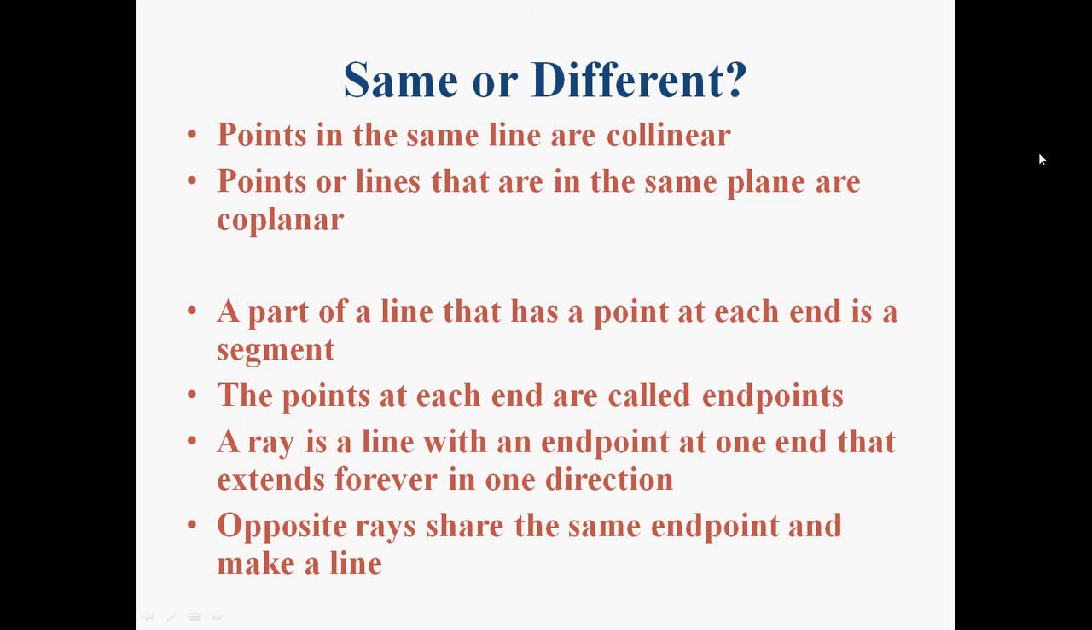A part of a line that has a point at each end is a segment. Generally, we look at things that are segments. Since lines go on forever in both directions, most of the items we see are just pieces of lines. The points at each end, the stopping points, are endpoints.